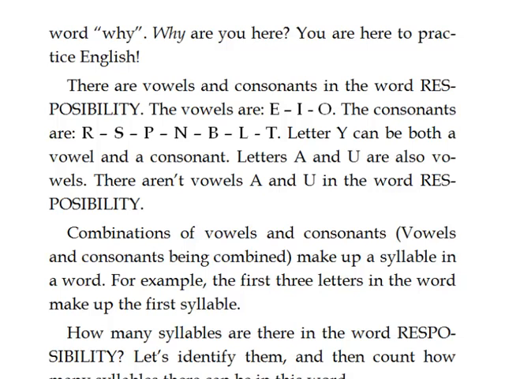There are vowels and consonants in the word responsibility. А в слове responsibility есть как гласные буквы, так и согласные. Vowels and consonants. Имеется в виду либо звуки, либо буквы. Vowels – это гласные, consonants – это согласные. The vowels are E, I, O. The consonants are R, S, P, N, B, L, T. Letter Y can be both a vowel and a consonant.